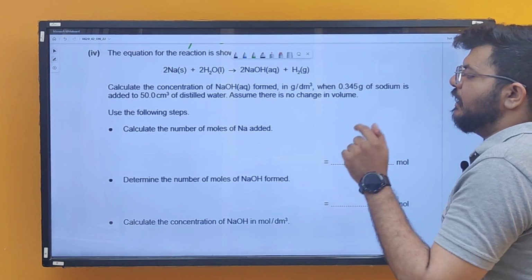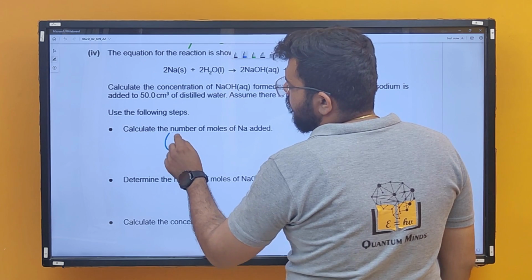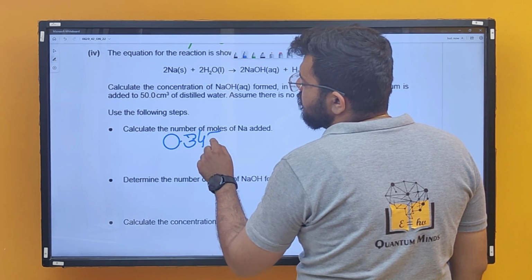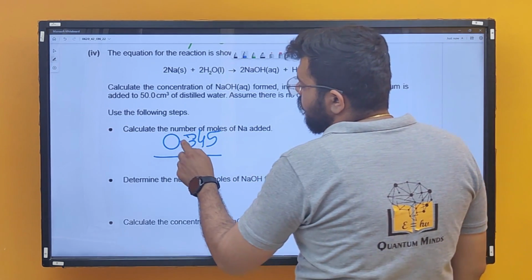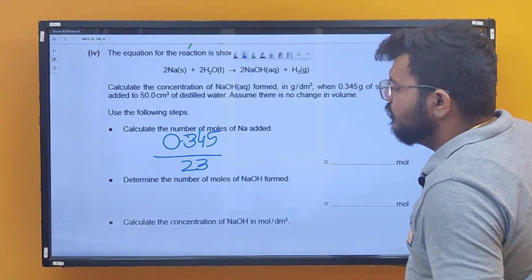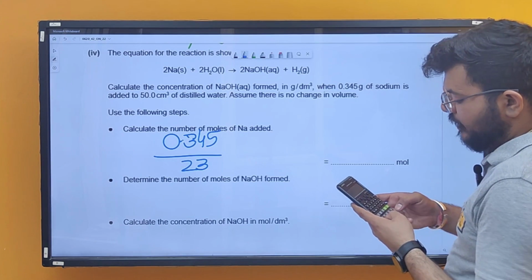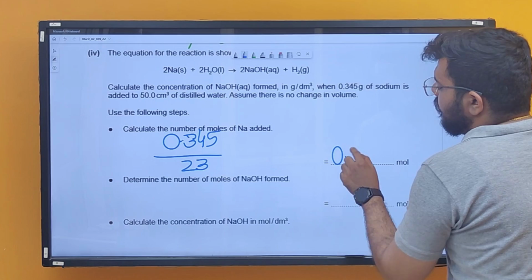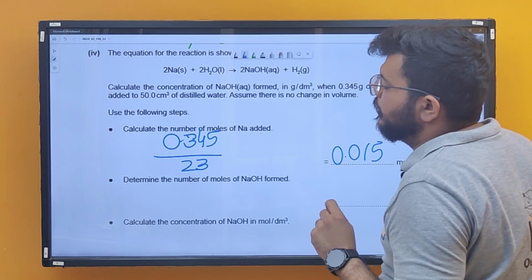Use the following steps. Calculate the number of moles of sodium added. Number of moles is equal to the measured mass upon the relative molecular mass. I know that the relative molecular mass of sodium is 23. Okay, so 0.345 divided by 23. You can use your periodic table here. You will have it on the last page of the question paper.